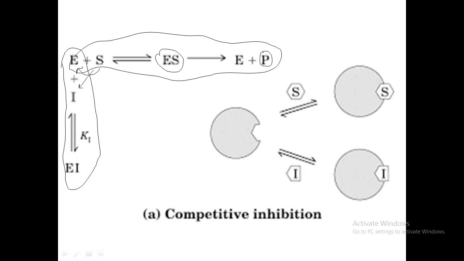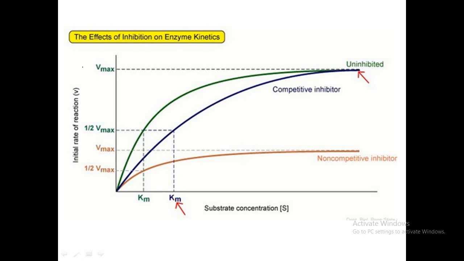So if you look at the reaction kinetics of this competitive inhibitor with respect to the condition when no inhibitor is present, you can see that Km is increased while Vmax is constant. How does Km increase? You know that Km is the substrate concentration at which V0 is half of Vmax.